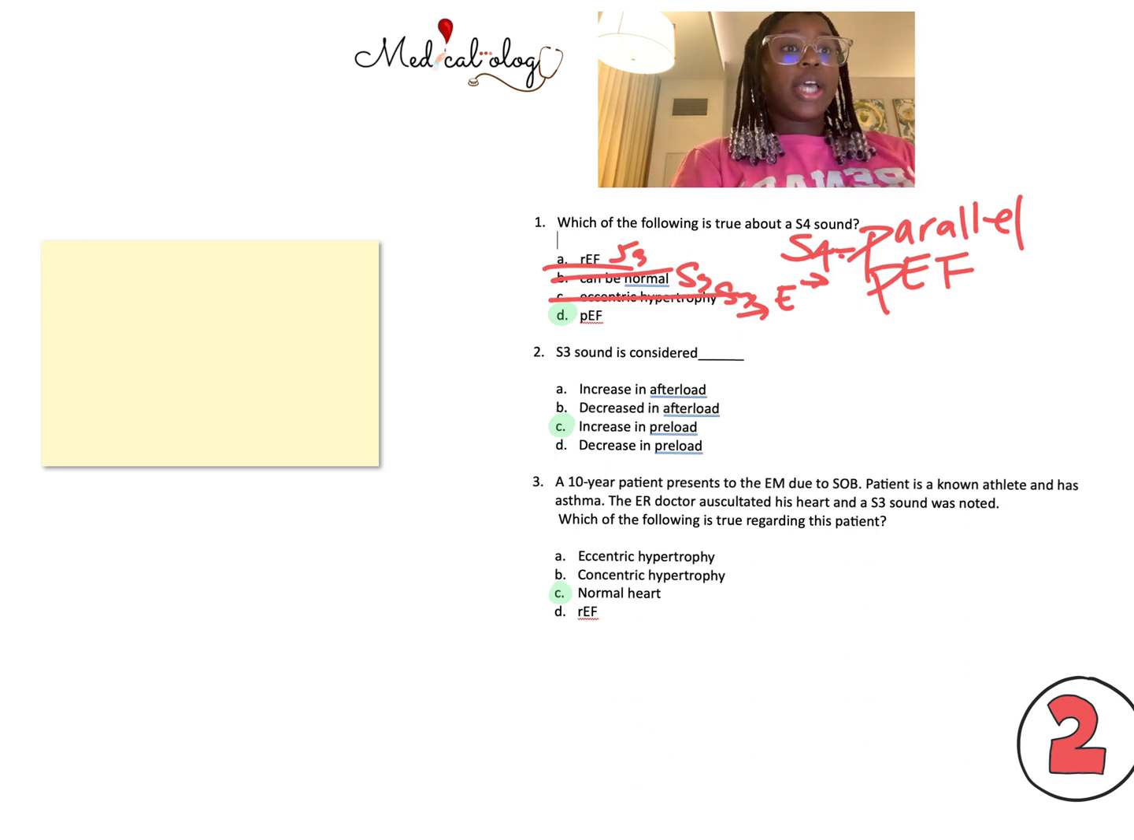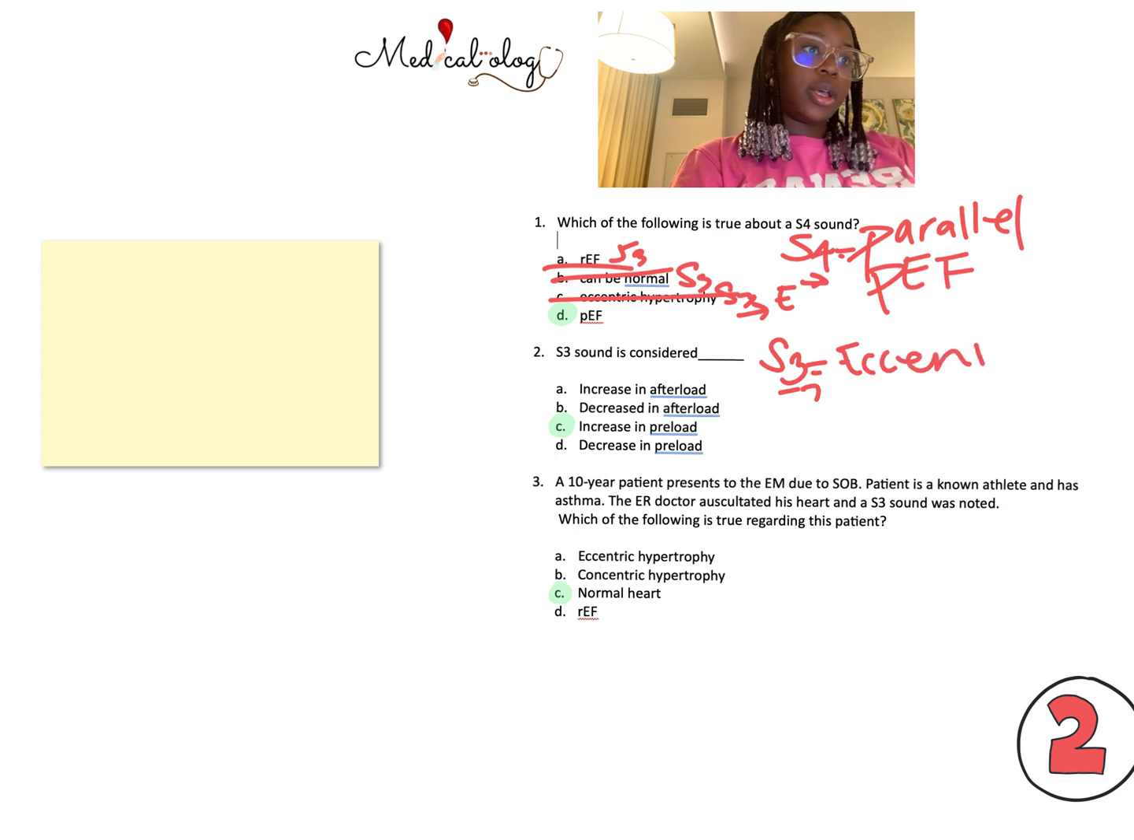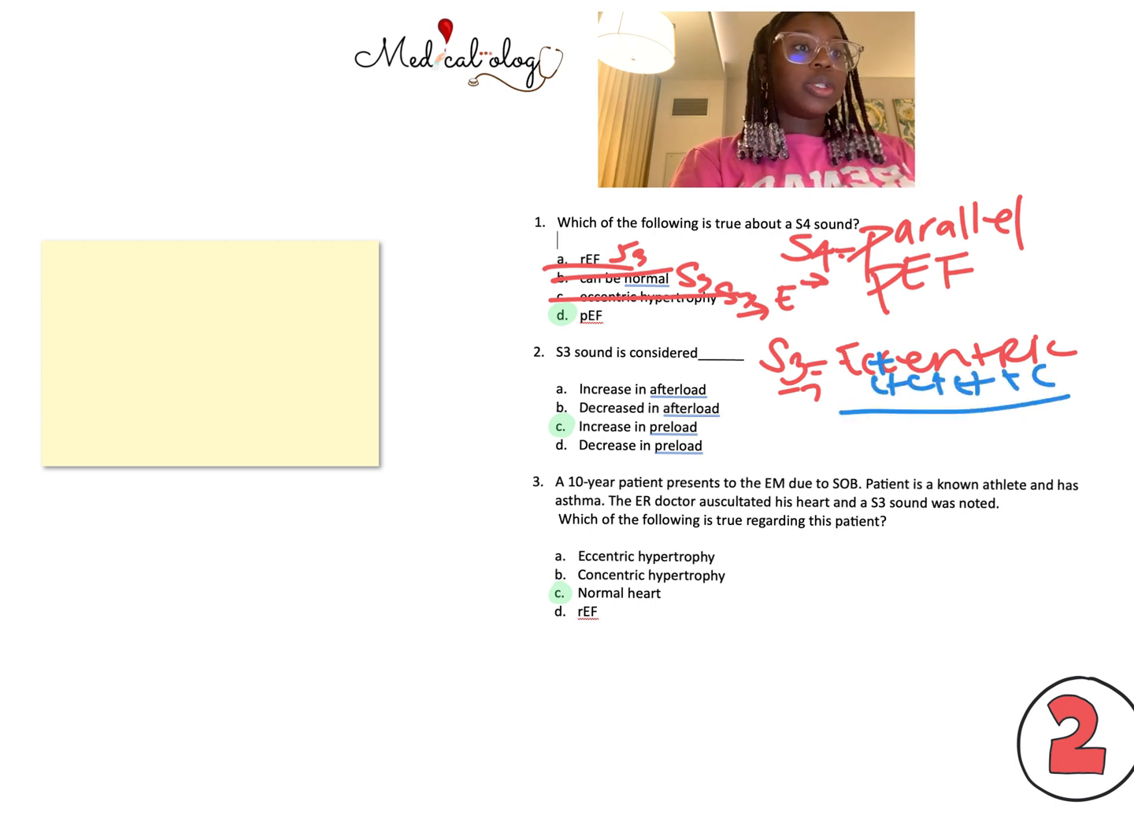Question is, S3 sound is considered what? Increase in preload. And why is that? So remember, S3, eccentric, right, for our E, and it's added in what? Series, right? Let's add in our plus sign. C plus C plus C plus C plus C. And what are we doing to the left ventricle?